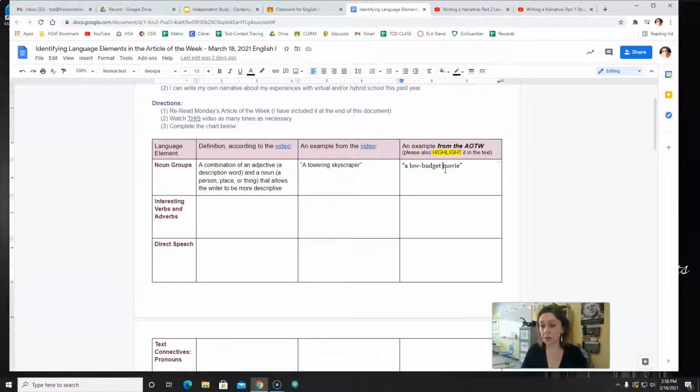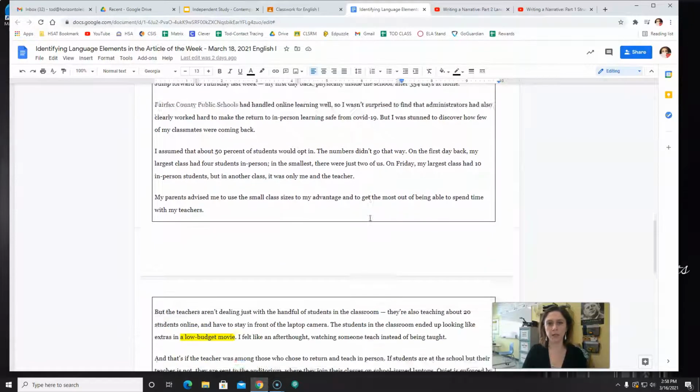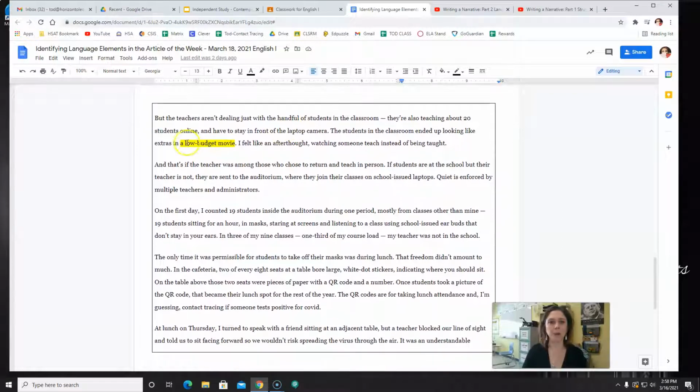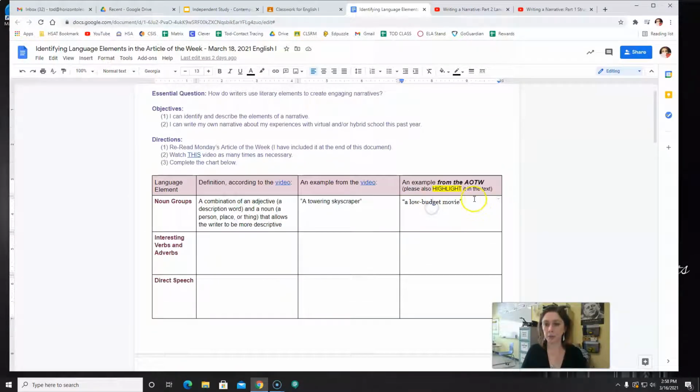Then I'm going to scroll through the article of the week and find a noun group in the article. So I go and I scroll through it and I reread the text again, and I come across this one, a low budget movie. So this is a noun group because I have an adjective which describes a noun. So low budget means it doesn't cost a lot of money. It's describing the movie, which is a noun, a person, place, or thing. So I highlight that. I go back up to my chart and I put in a low budget movie.